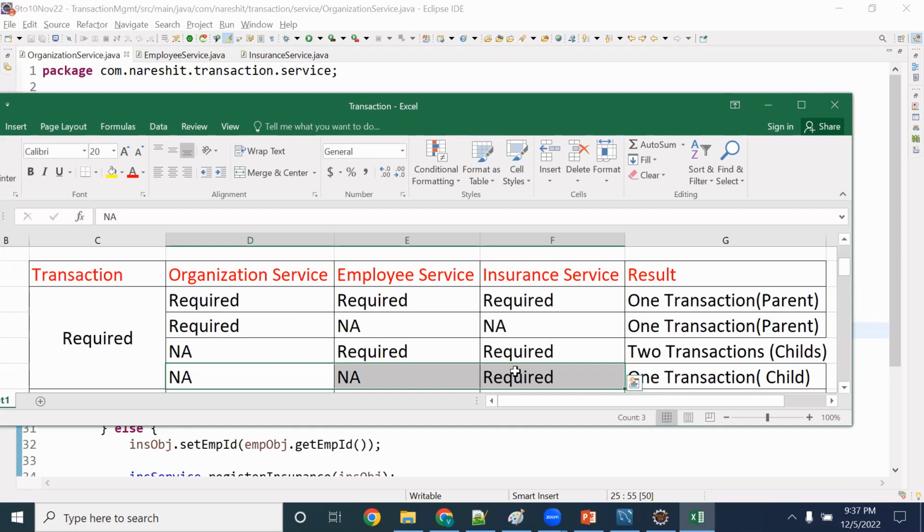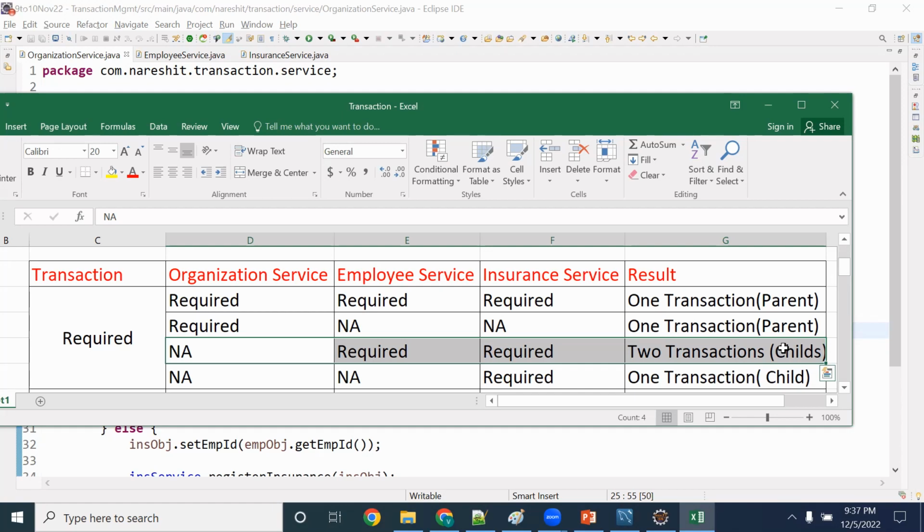Sir, I had one quick question. In number 3, let's say the transactions started separately for employee and insurance, and let's say employee inserting record failed, then it only rolls back the employee record, right? Correct, exactly. Insurance will still succeed. It is independent, completely independent.